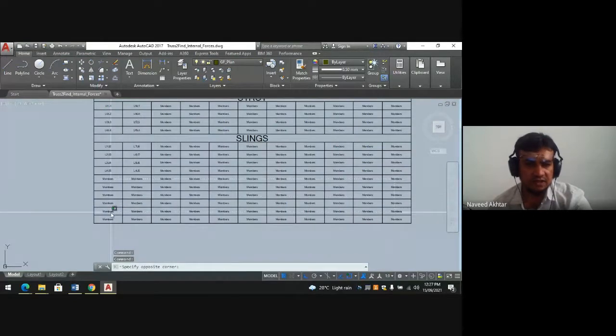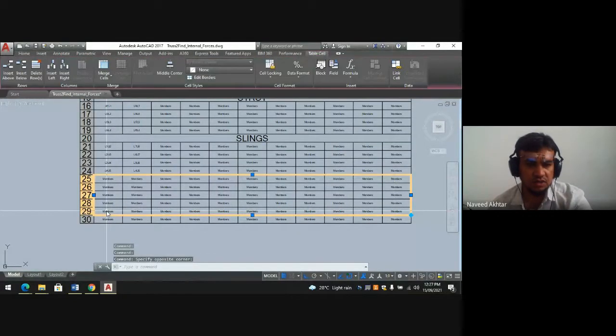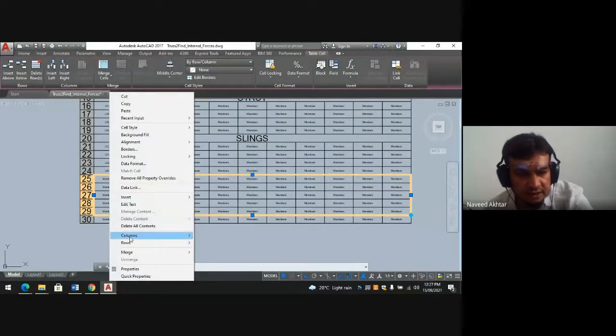I will delete this. These are extra rows which are not required. Where is delete?